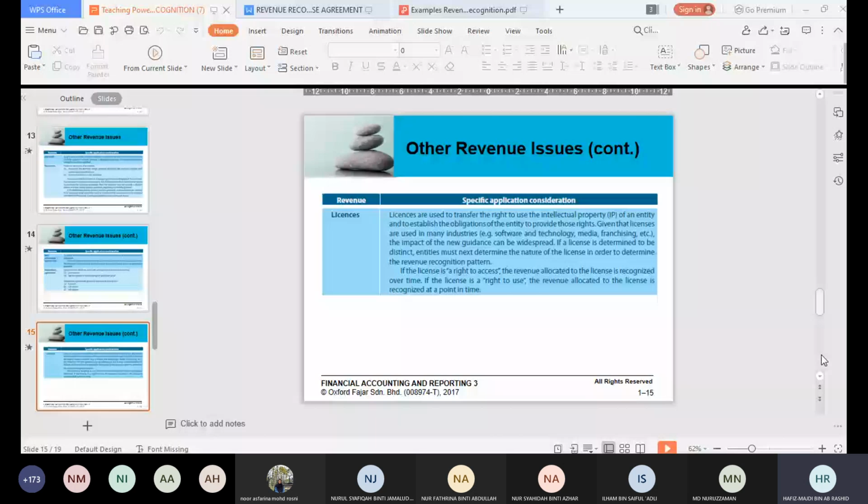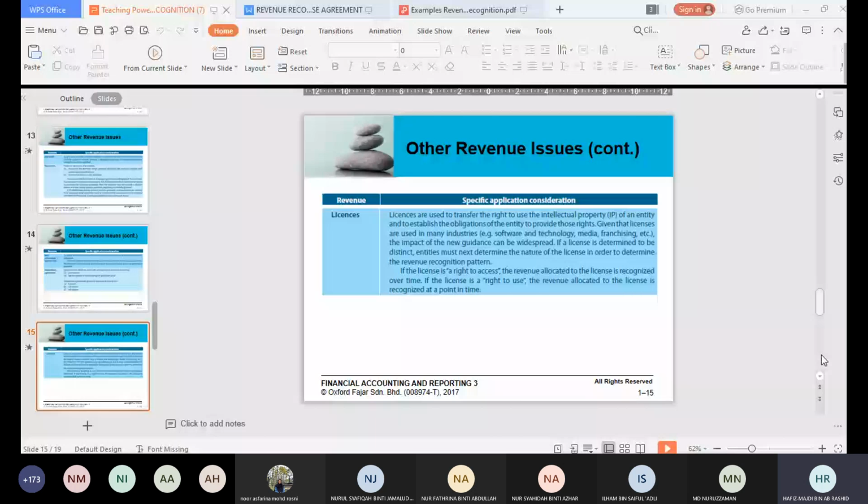Because when scholars discuss intellectual property, intellectual property is always about the right the purchasers have. So when they discuss intellectual property, there are two issues. Does this license give a right to use or a right to access?